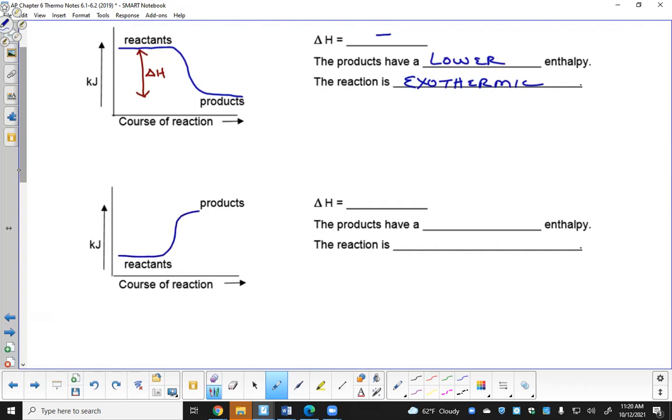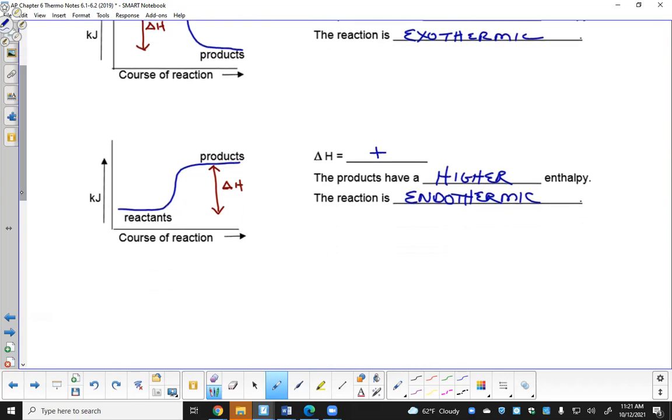And if we looked at the opposite scenario, all the other parts are the same. It's just that we're starting out with less energy, ending up with more energy. So the change in enthalpy must be an increase. That value must be going up, positive. Products have a higher enthalpy, more energy in the products after this reaction. And let's say that's endothermic. Let's just finish this page. We're never ahead of first block by anything, so let's just get ahead of them for half a page.